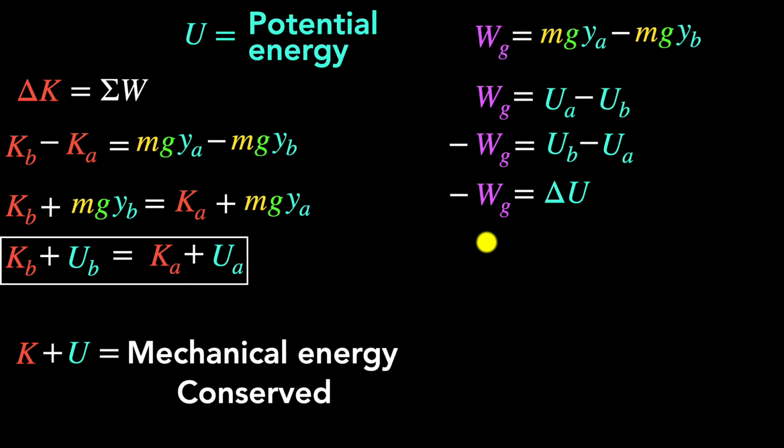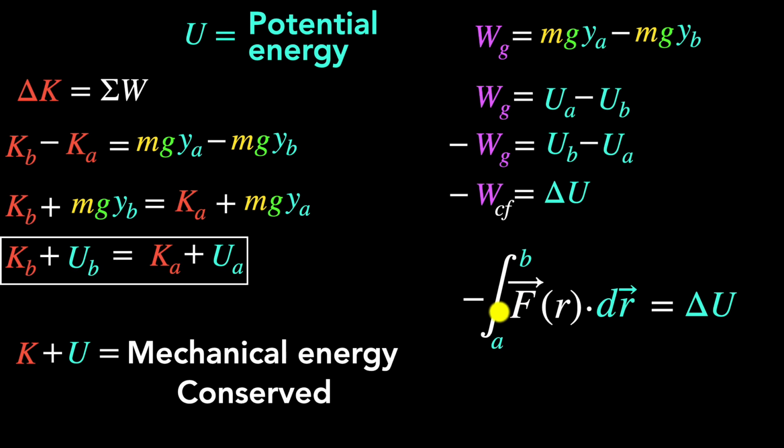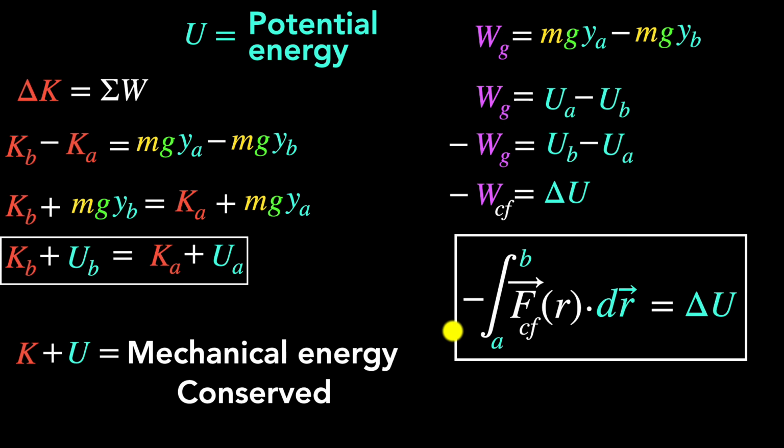But I can write this in general. The negative of the work done by any conservative force equals the change in the potential energy of that conservative force. This is how you calculate the change in potential energy. And we know how to calculate the work done. That's just the line integral of the force dot dr, but we're talking about conservative forces only. So this is in general how you calculate the change in potential energy.